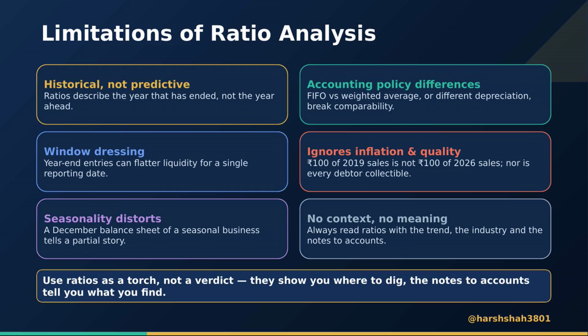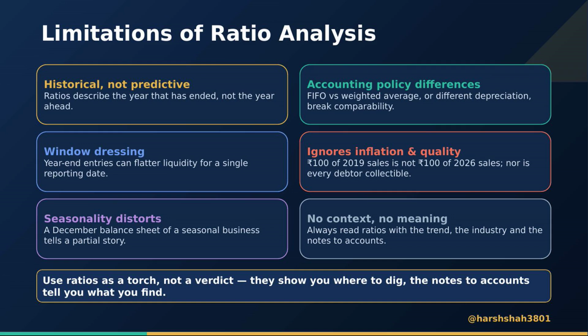Before we finish today's lesson, I want to make sure you understand the limitations of ratio analysis. This is just as important as the ratios themselves. First, ratios are historical, not predictive. They describe the year that's already ended, not the year ahead. Second, accounting policy differences, like FIFO versus weighted average, or different depreciation methods, can break comparability between two companies. Third, window dressing. Year-end entries can flatter liquidity for just a single reporting date.